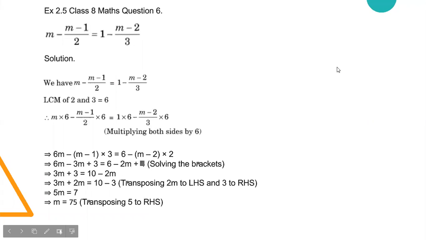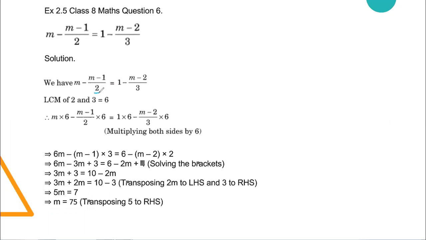Here I have question number 6 displayed for you. So question number 6 says (m minus 1)/2 is equal to 1 minus (m minus 2)/3. Alright. So since we have this as the previous sum, we are going to find the LCM of the denominators, which are 2 and 3. So what is the LCM of 2 and 3, guys? It is nothing but 6, right? So since we have the LCM as 6, what will be our next step? Multiply 6 to both LHS and RHS.